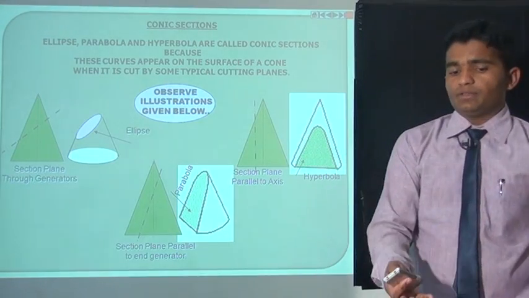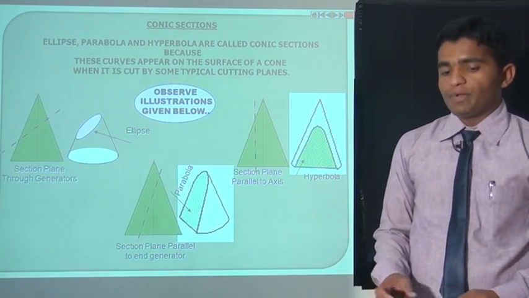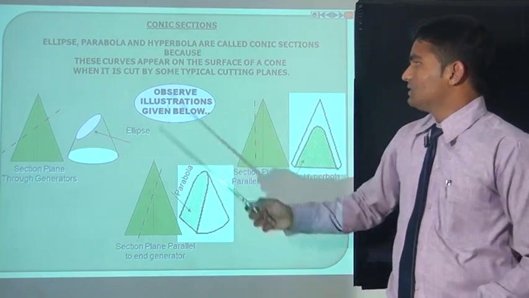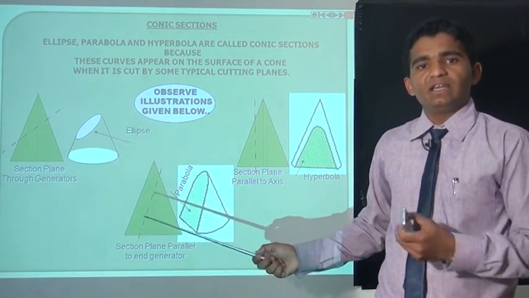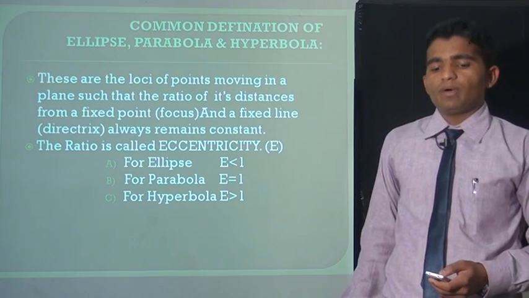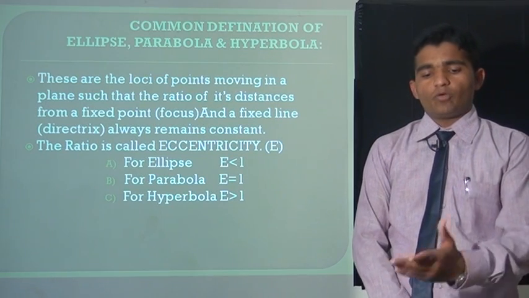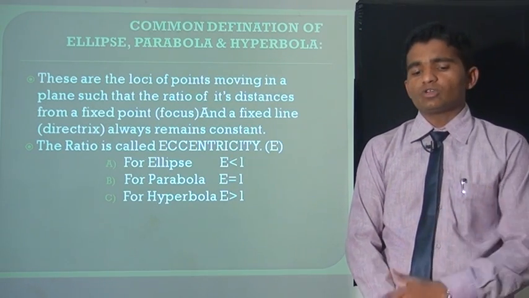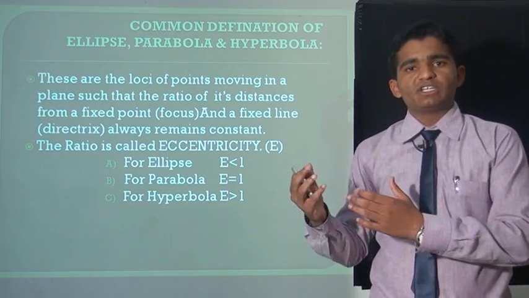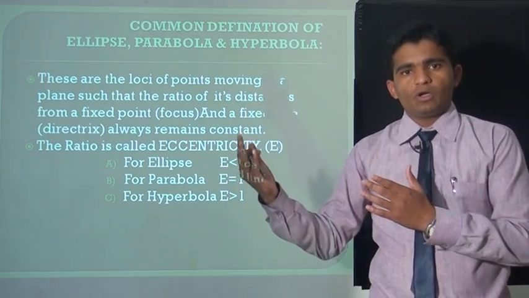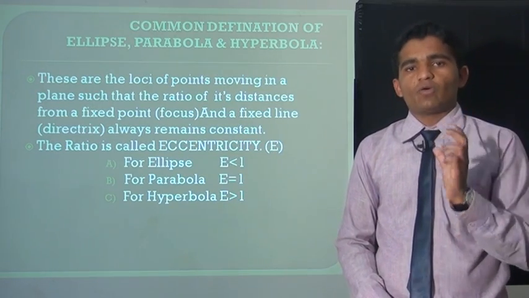Now the ellipse, parabola and hyperbola are called conics because these curves appear on the surface of the cone when it is cut by certain typical cutting planes, as per our discussion in the last slide. Now let's move on to the common definition of ellipse, parabola and hyperbola. These are the loci of points moving in a plane such that the ratio of the distance from a fixed point, or focus, and the distance from a fixed line, or directrix, is constant, and this ratio is called the eccentricity.